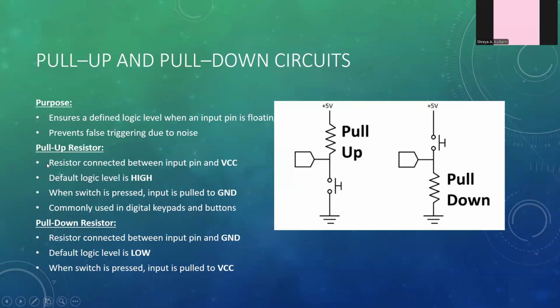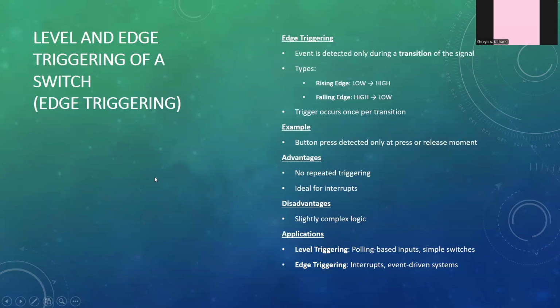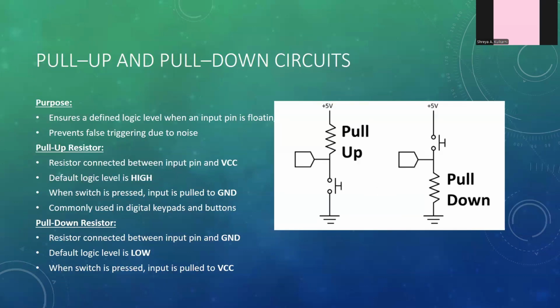So a pull up resistor is connected between the input pin and the VCC, as you can see here, and the default logic level is high. When the switch is pressed, the input is pulled to ground. It is commonly used in digital keypads and buttons. For a pull down resistor, the resistor is connected between the input pin here and the ground. When the switch is pressed, it momentarily gets connected to the VCC. The default logic level is low.